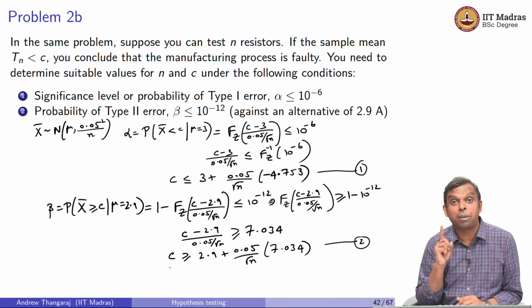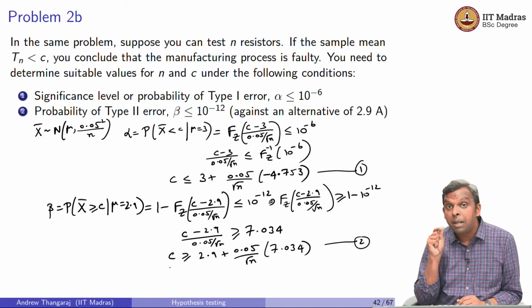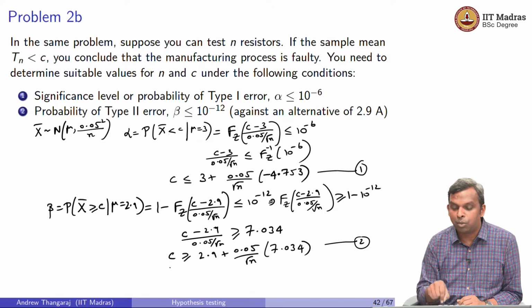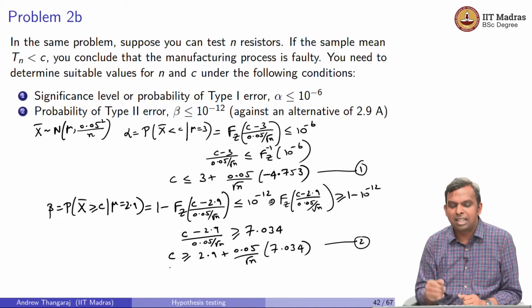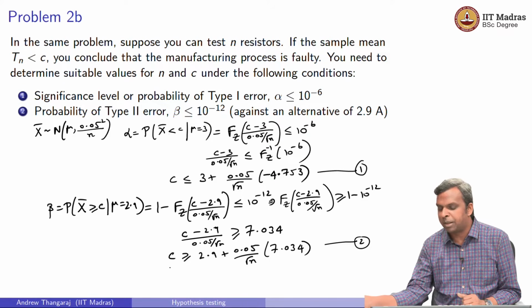But that's not the point. What am I trying to say? I am trying to minimize n, right? I should be finding the least n that will give you this. So how do you make this work? C is less than or equal to something, C is greater than or equal to something, right?